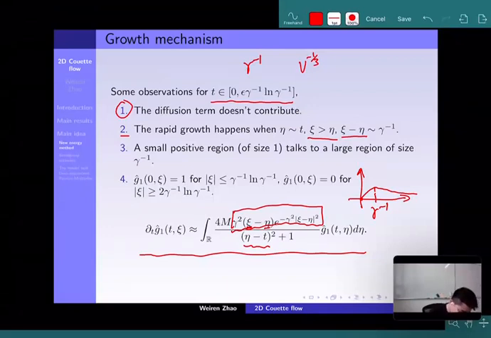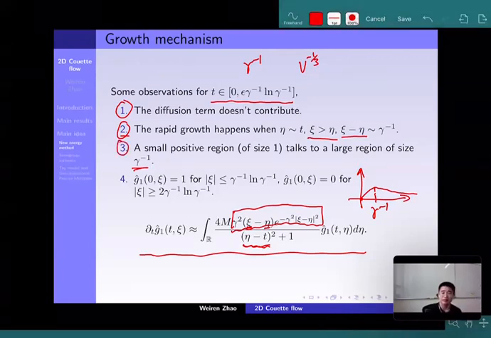Okay, and then the next thing is that a smaller positive regime, right? So this eta close to t, this smaller positive regime will talk to a larger regime, right? This gamma minus 1, that's a larger regime. So the small region talks to the larger region and gives its growth.